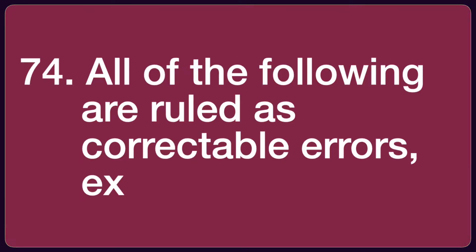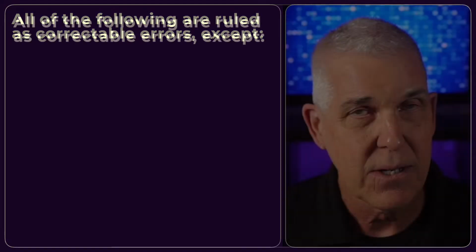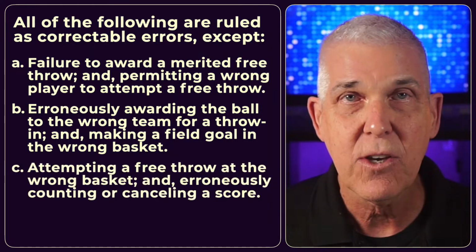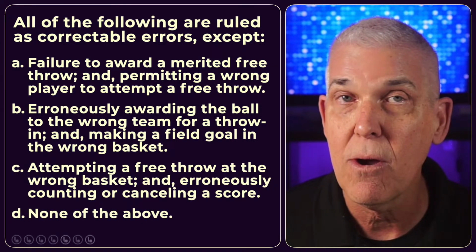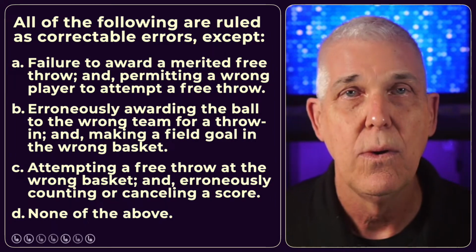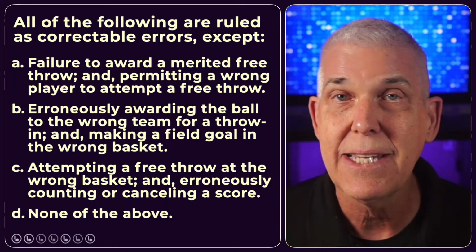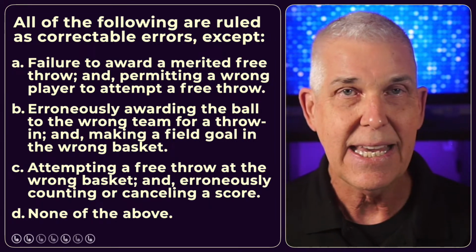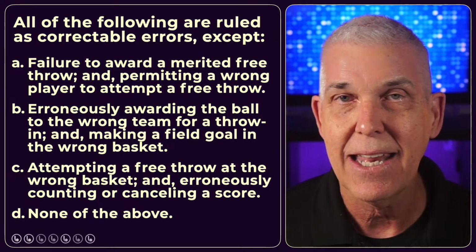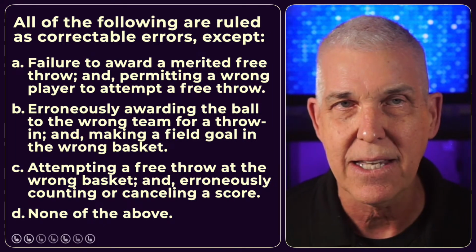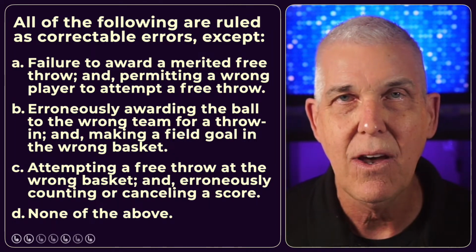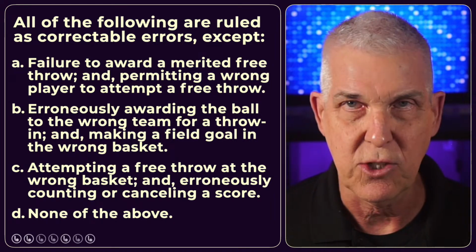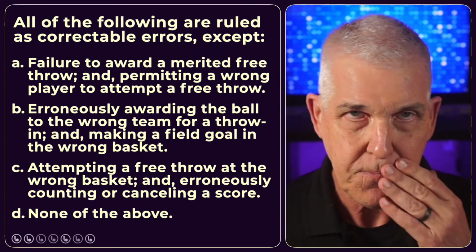All of the following are ruled as correctable errors except which? Which of these would not be ruled a correctable error? A, failure to award a merited free throw and permitting a wrong player to attempt a free throw. B, erroneously awarding the ball to the wrong team for a throw-in and making a field goal in the wrong basket. C, attempting a free throw at the wrong basket and erroneously counting or canceling a score. Or D, none of the above. All would be ruled as correctable errors except which? Which of these would not be true?